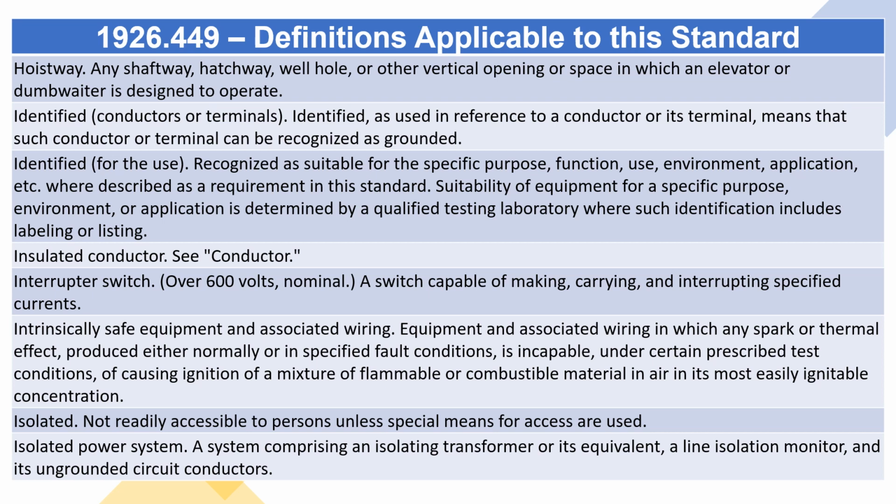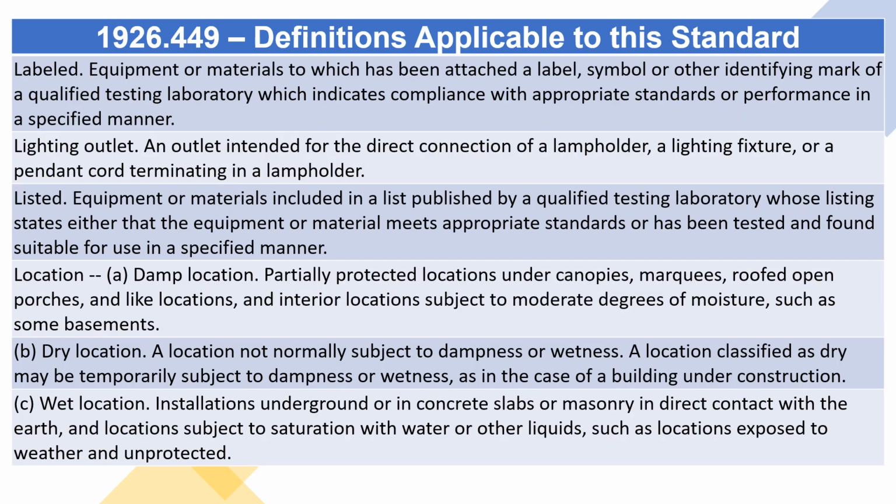Isolated. Not readily accessible to persons unless special means for access are used. Isolated power system. A system comprising an isolating transformer or its equivalent, a line isolation monitor, and its ungrounded circuit conductors. Labeled. Equipment or materials to which has been attached a label, symbol, or other identifying mark of a qualified testing laboratory which indicates compliance with appropriate standards or performance in a specified manner.